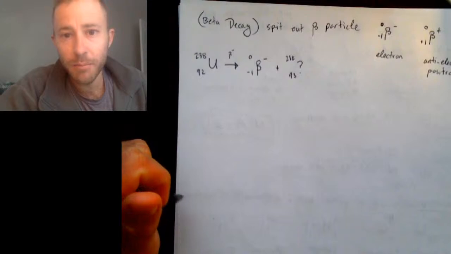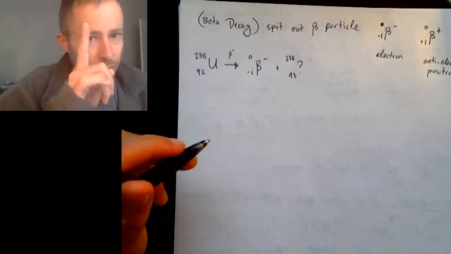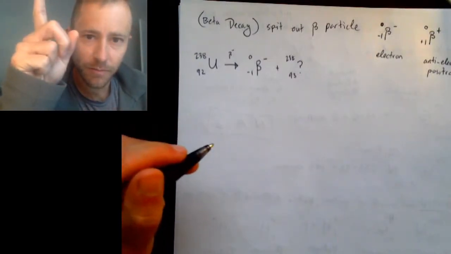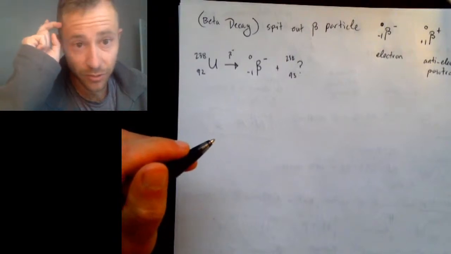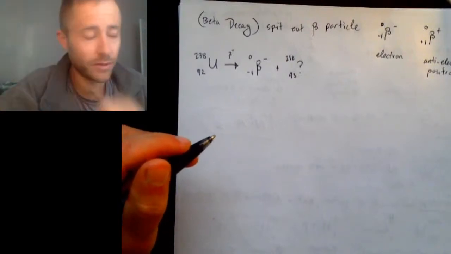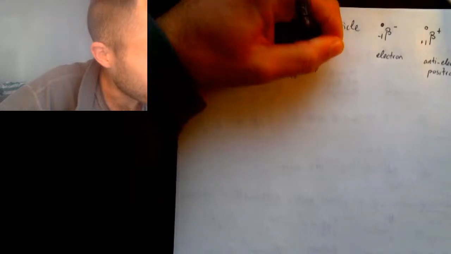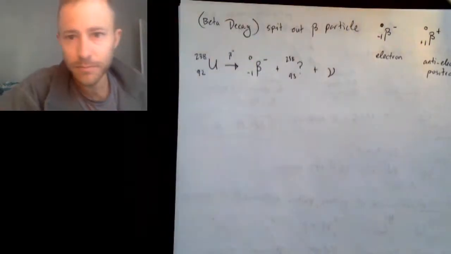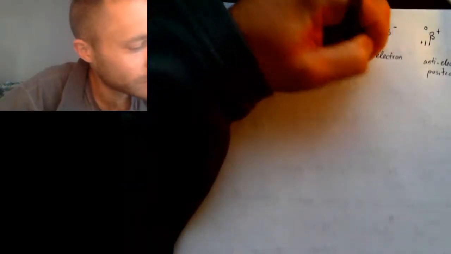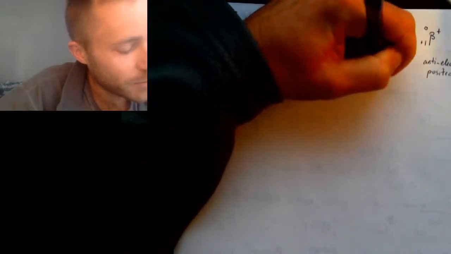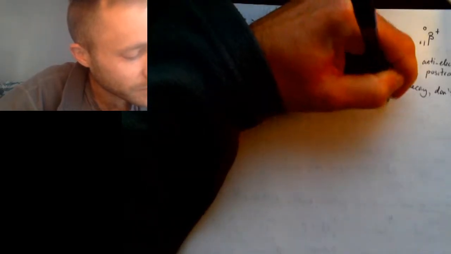So that's for beta minus decay, but here's the thing. There's one tricky thing, which is that there's an additional particle that is produced in beta decay, which is called a neutrino. So in beta decay, don't forget the neutrino.